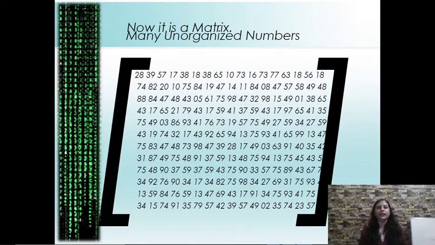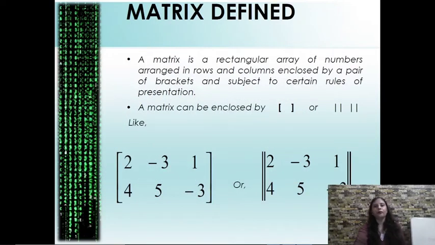Here you can see there are several numbers. The first row comprises 28, 39, 57, 17, etc., till 18. That is the first row. The first column being vertically 28, 74, 88. Similarly, the last element of the column is 34. So here we have several such rows and columns. So this can also form a matrix.